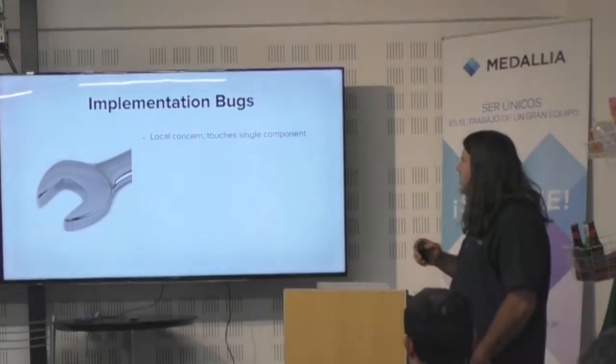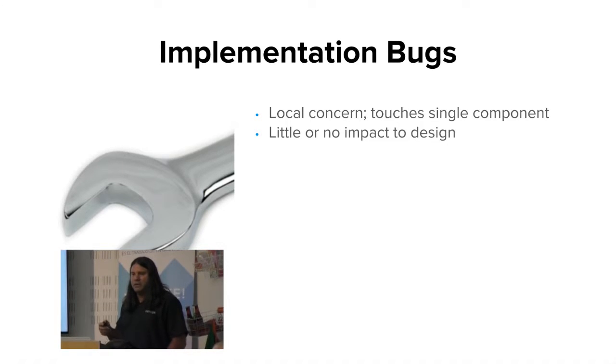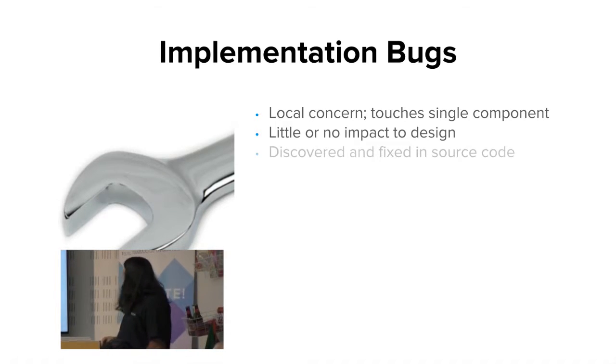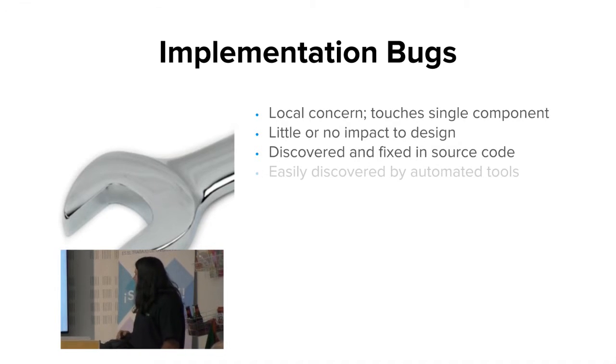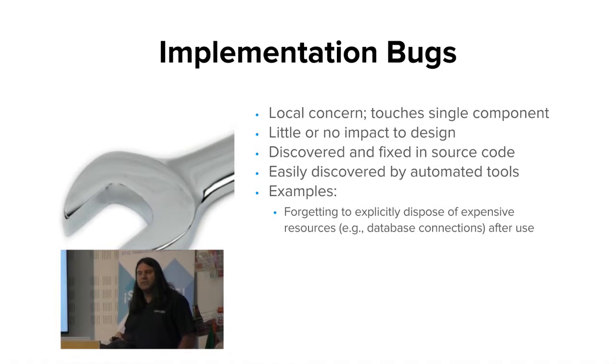Implementation bugs are usually a local concern, something that probably touches a single component, and probably has little or no impact to the design overall. A developer can probably catch that this is a problem, make a fix locally, and it won't have any ripple effect to the system as a whole. They're usually discovered and fixed in source code, and they're very easily discovered by automated tools, which is very good news.